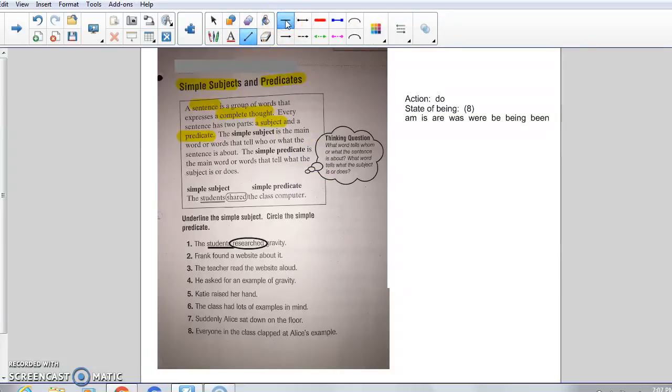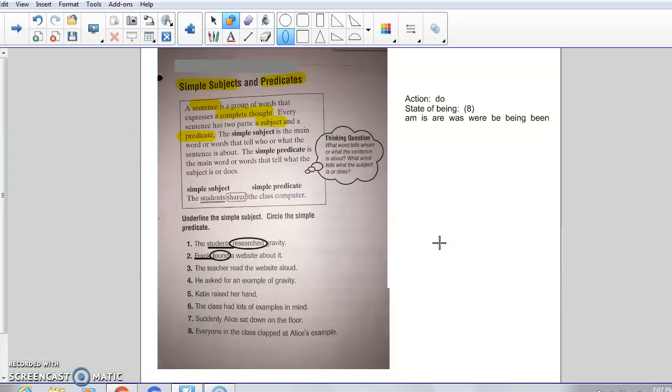Okay, next one, number 2, Frank found a website about it. Couple of nouns. We have Frank as a person, a website as a thing, it is a pronoun that's repeating what the word website is. It's replacing it. So you have to say which one is the sentence about, which one actually did something here. Well, that subject would be Frank. That's your subject. And then for your predicate, you would ask yourself, what did Frank do? Well, he found a website about it. Ask yourself, is that a complete thought? Frank found a website about it. Yep, it makes sense. It's a complete thought.